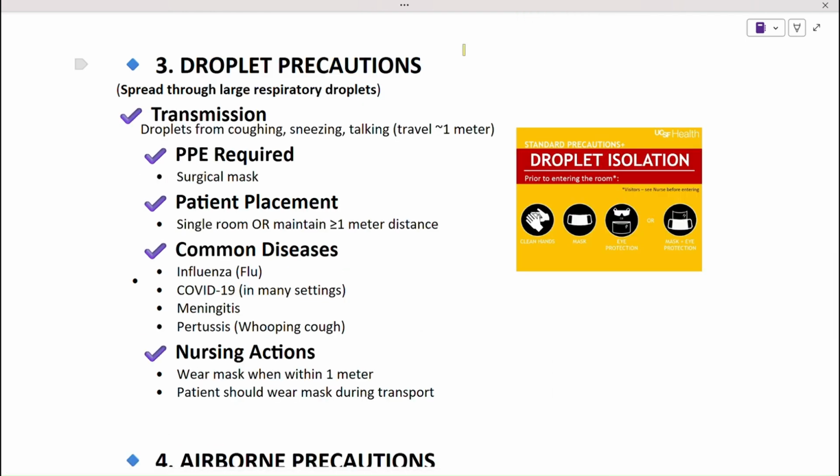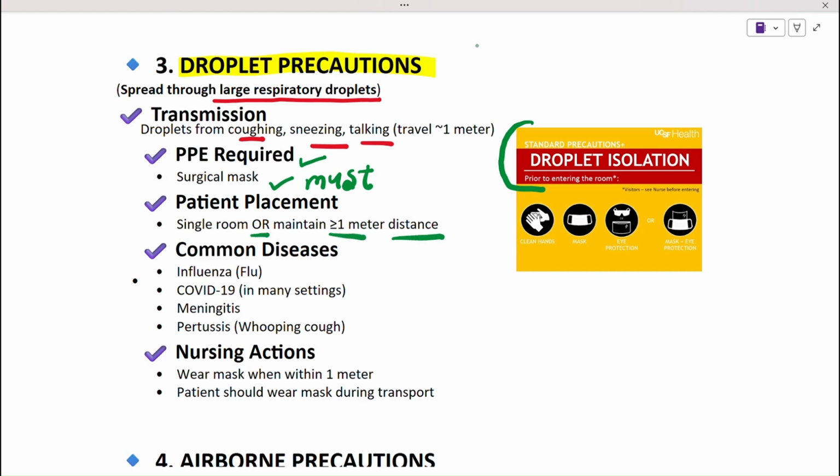Now we're going to talk about droplet precautions. As the name says, it spreads by droplets, through large respiratory droplets. Transmission can be from coughing, sneezing, or talking. The PPE required for droplet precaution is a surgical mask. It's a must if the patient has a droplet precaution. If you are attending a patient outside of the room under droplet precaution, you must wear a mask. The patient placement should be in a single room or maintain 1 meter distance.